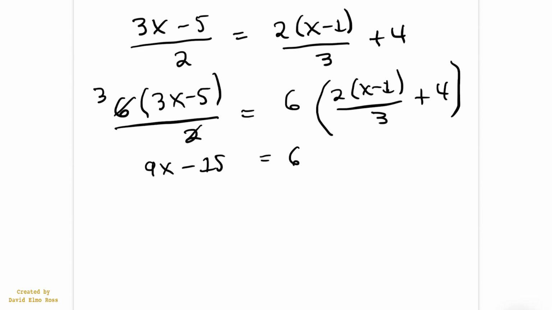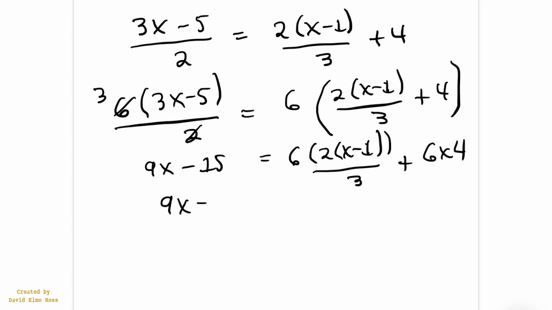This is 6 times 2x minus 1 over 3 plus 6 times 4. And if we figure this out, this is going to be again 9x minus 15 equals, now we can divide the 3 and 6, so we get 2 times 2 bracket x minus 1. Because we can divide 3 into here and get 2. And then we have to add 6 fours is 24.